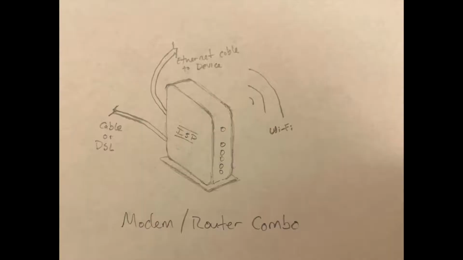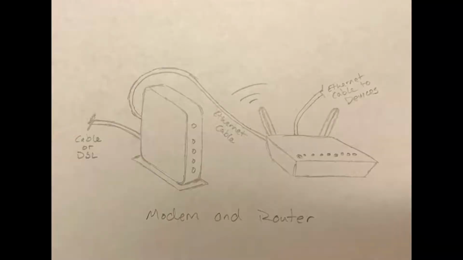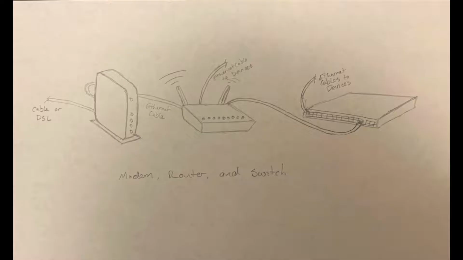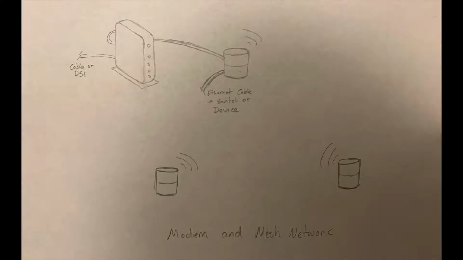So a quick overview of some of the basic home networks that you may have are a modem router combo, and these are generally provided by your internet service provider. You might have a modem and a router separate. You could also have a modem, a router, and a switch. Or you might have a mesh network, so a modem and then multiple mesh nodes. So we're going to go over the basics of troubleshooting all of those.